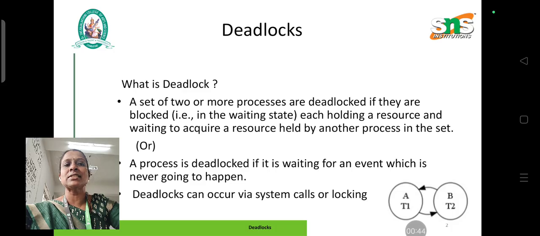Deadlocks occur in a system for two reasons, one with the help of system calls or locking. If you see this example, we have two different processes, process A and process B. Process A is holding the resource T1 and process B is holding the resource T2. So already both the processes are holding a resource. Now they are requesting an additional resource. Then a deadlock occurs in the system.